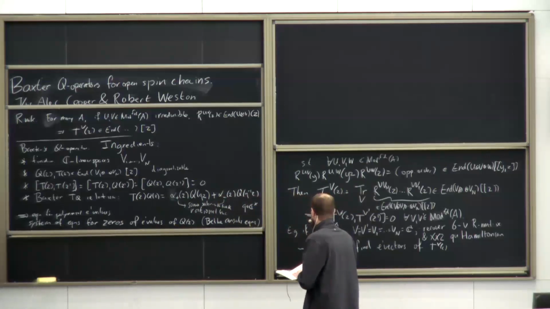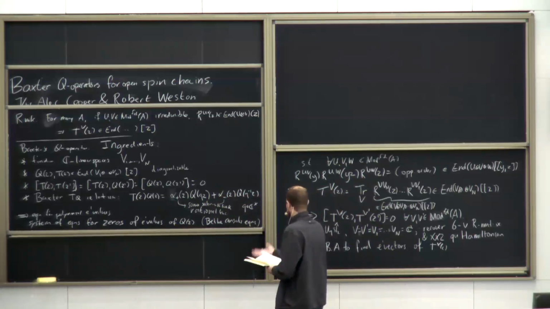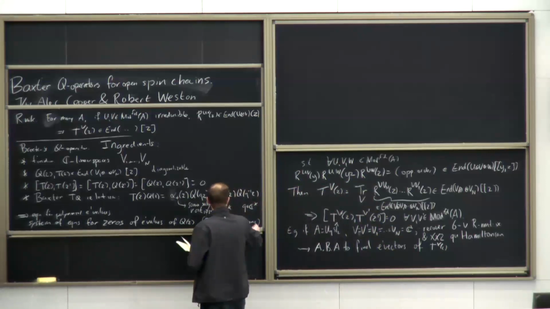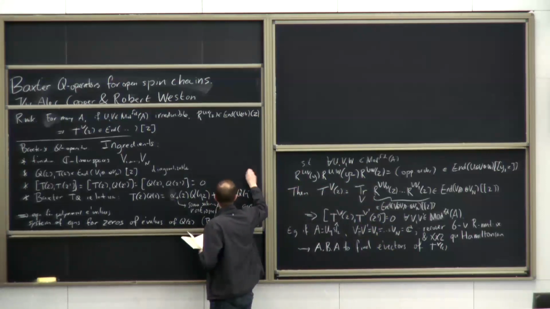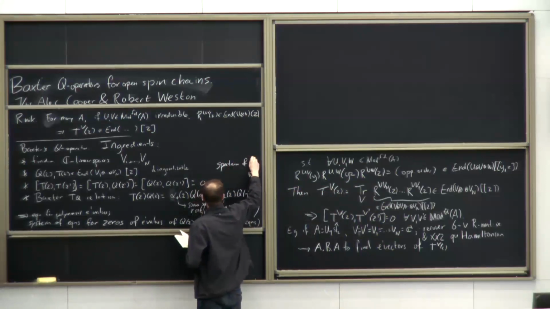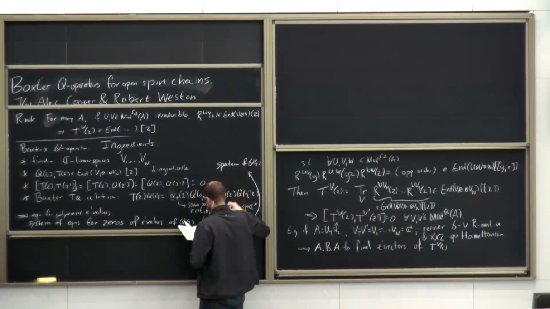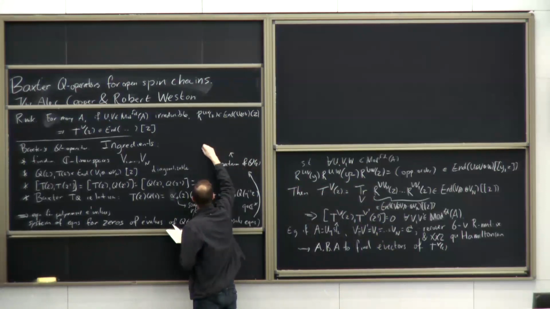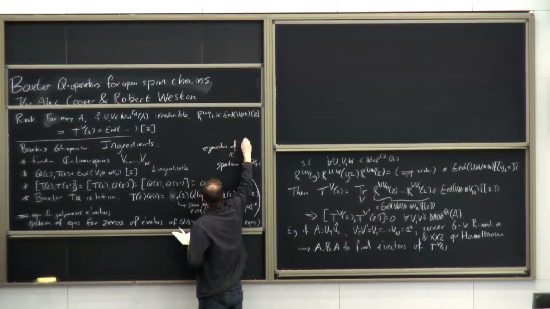Anyway, so once you have this system of equations, you can potentially solve it. And so what you get out of this is information on the spectrum of this operator. And so then you can find eigenvectors of Q and T.